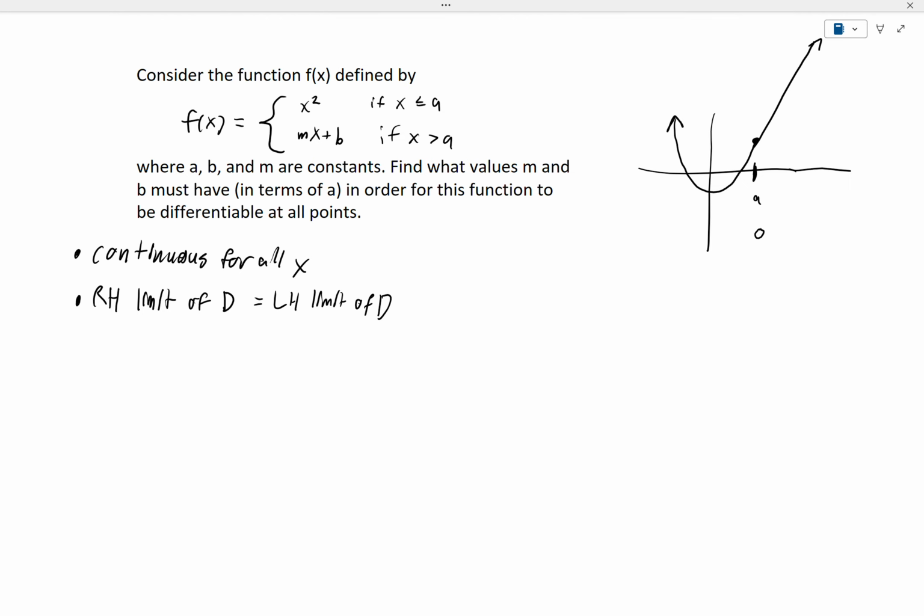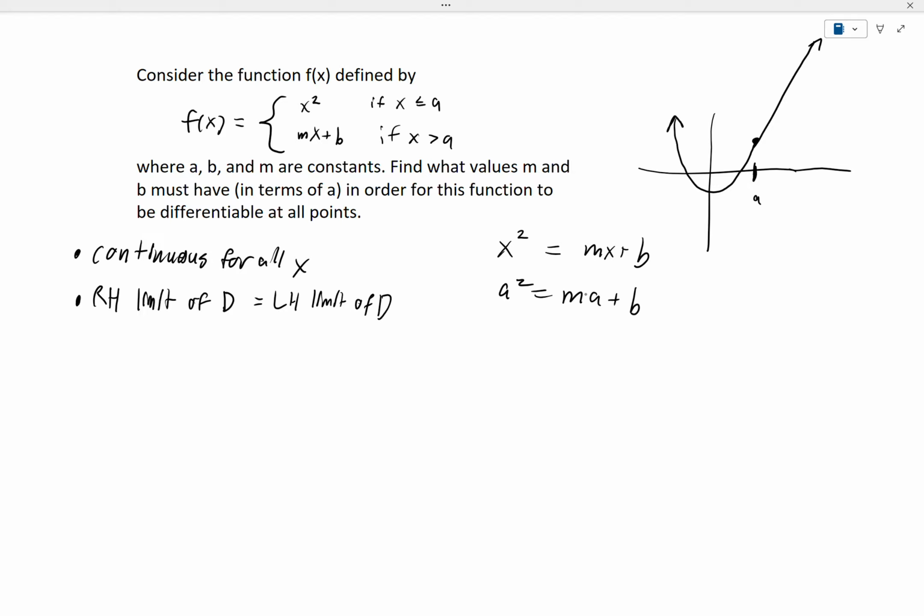In order to do that, we're going to have to mess with these constants that they give us. So at x equals a, we want x squared, the left side, to equal the right side, mx plus b. This is what we want to be true at x equals a. For x, we can just plug in a. a squared is equal to ma plus b. So that's one equation right here, and we're solving in terms of a, so a doesn't need to get canceled out or anything.